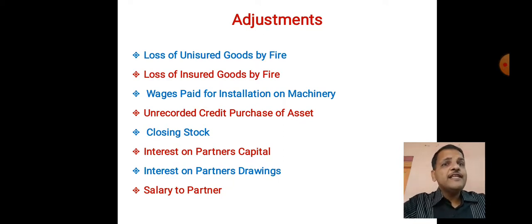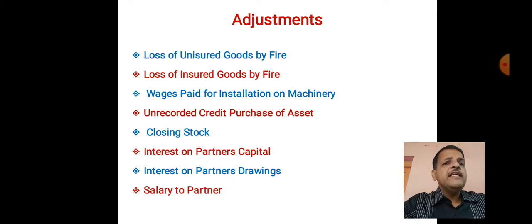Next adjustment is of closing stock. From standard 11 till today, all of us are getting benefit of that adjustment because it is a very simple adjustment, and all of us know that we value closing stock at cost or market price, whichever is less. Now two effects are there. First effect is trading account credit side by closing stock, and second effect is balance sheet asset side closing stock.